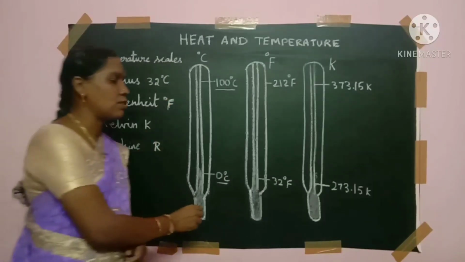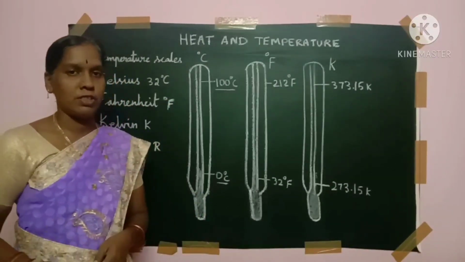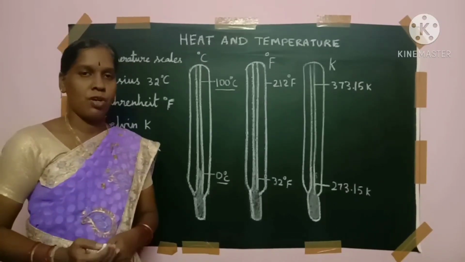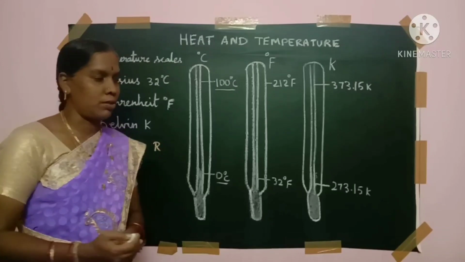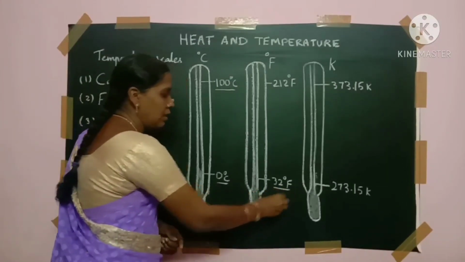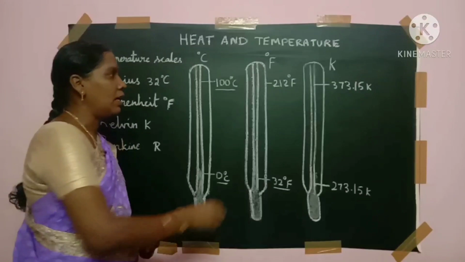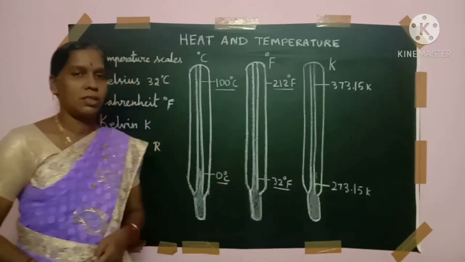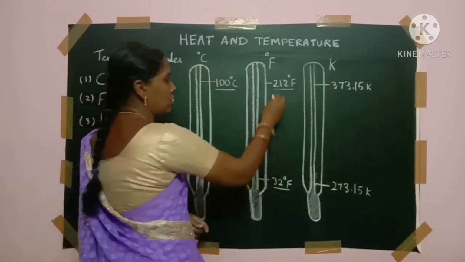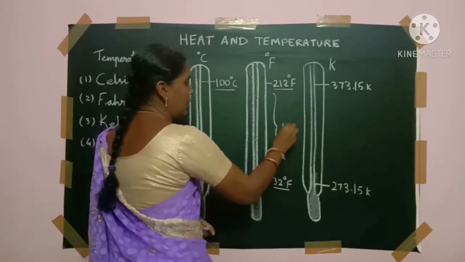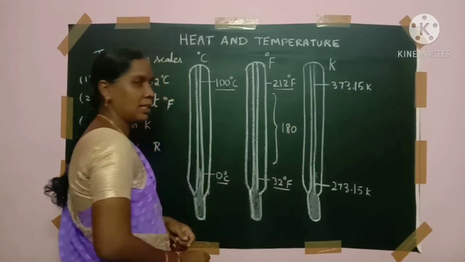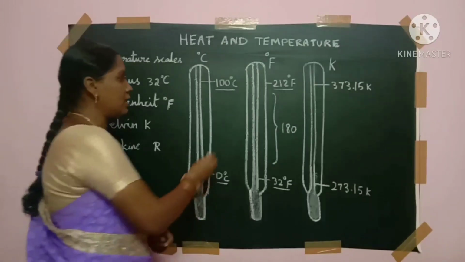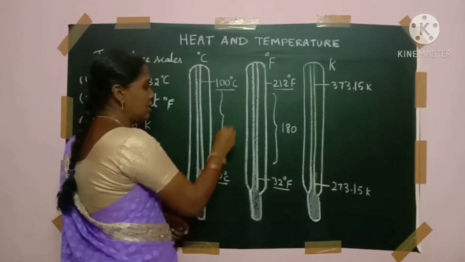In case of Fahrenheit also we have two values, the lower fixed point and the upper fixed point, that is the freezing point of water and the boiling point of water. The lower fixed point is 32 degree Fahrenheit, and the upper fixed point is 212 degree Fahrenheit. So the number of divisions between these two is 180. Similarly in case of Celsius, the number of divisions is 100.